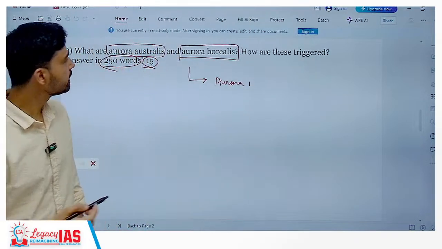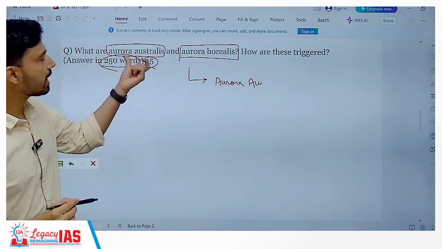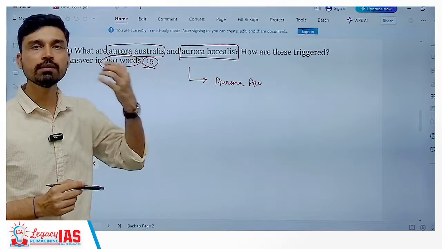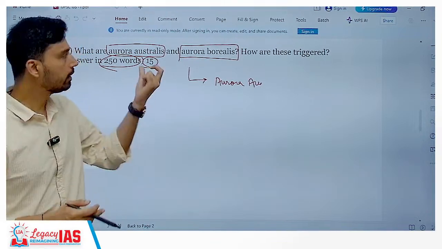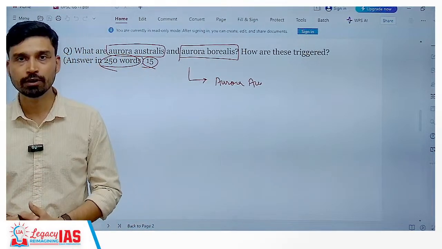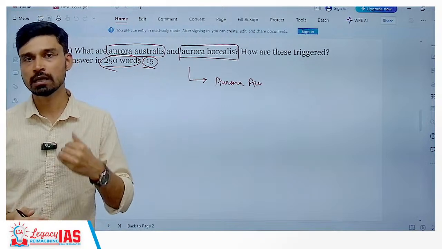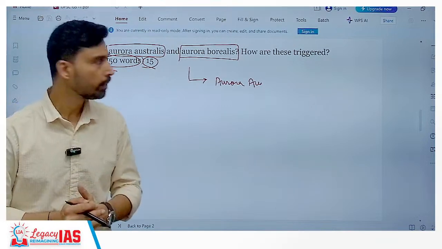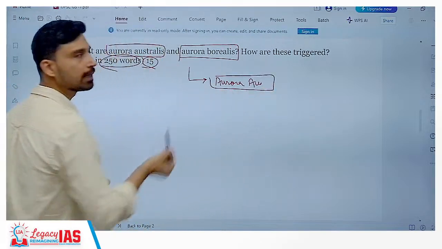The definition should be simple. Both of these are aurora phenomena. Aurora australis is a phenomenon that we observe in the southern hemisphere, generally beyond the Antarctic Circle, and the aurora borealis is something that we observe in the northern hemisphere beyond the Arctic Circle. Beyond the Arctic Circle means between 66.5 degrees north to 90 degrees north. And these phenomena are collectively called aurora australis and borealis.